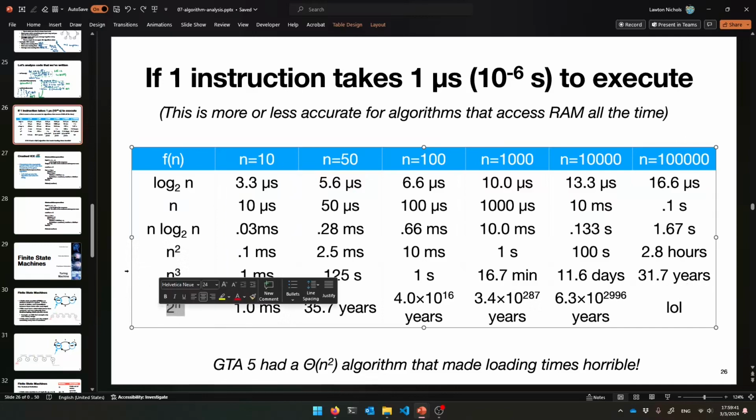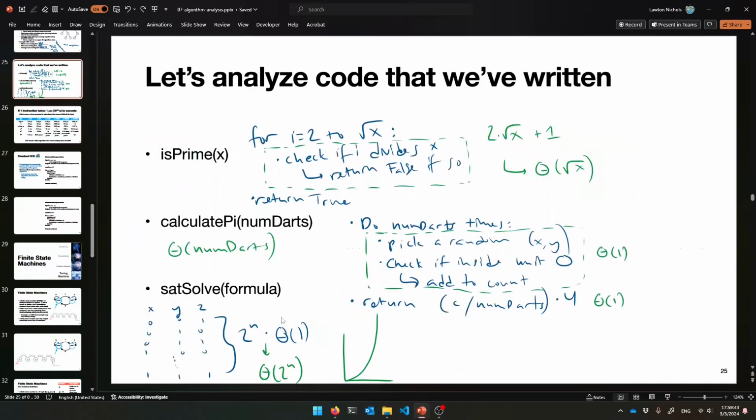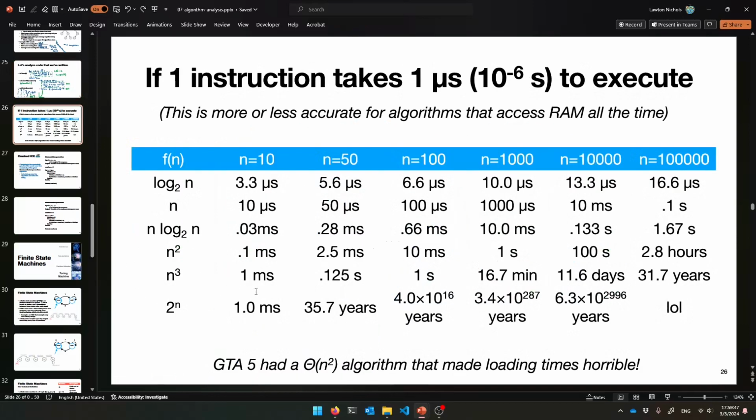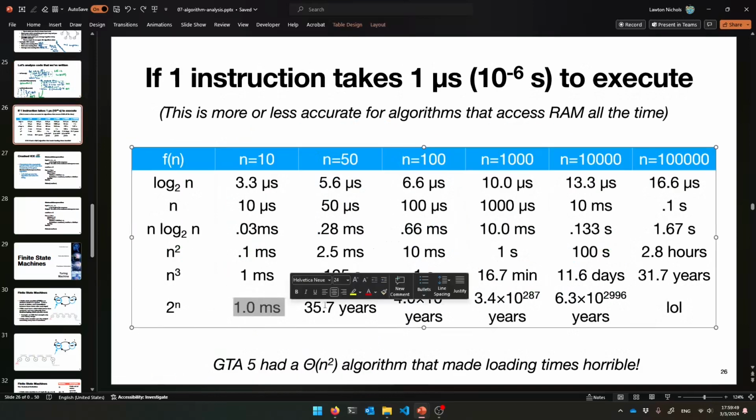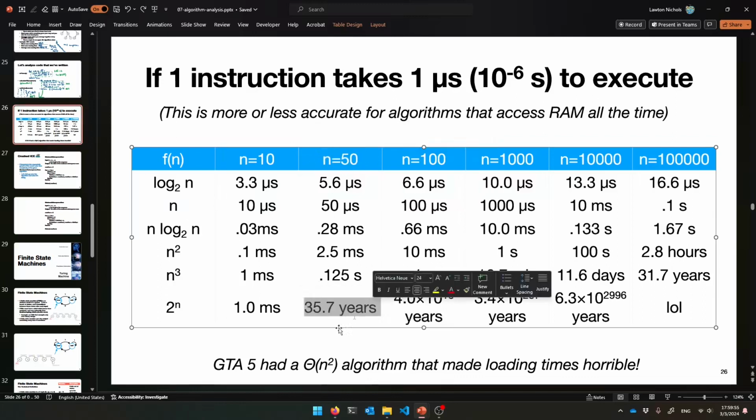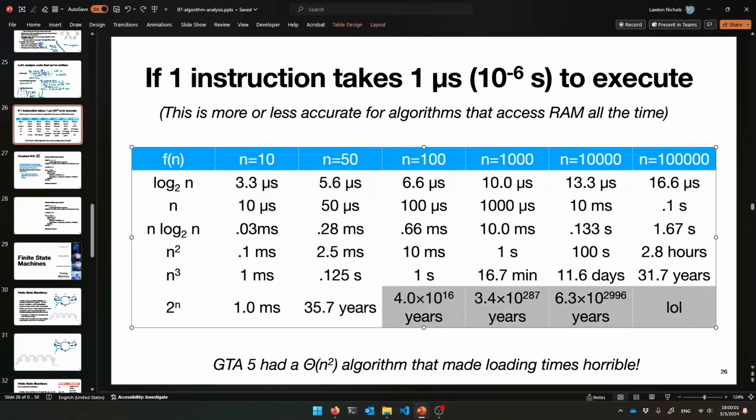And then exponential is just infeasible. Like, this is our SAT solver formula. Exponential is as good as it really gets. You gotta try all those options. Once n becomes 50 variables in your formula, it takes like a third of your life to finish the algorithm. Crazy. And it's just infeasible for any of these other ones.